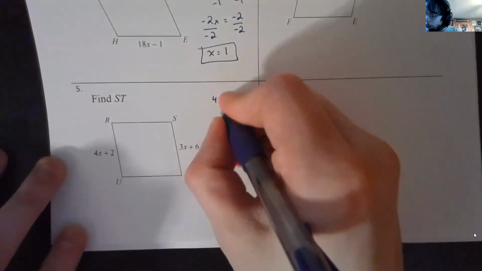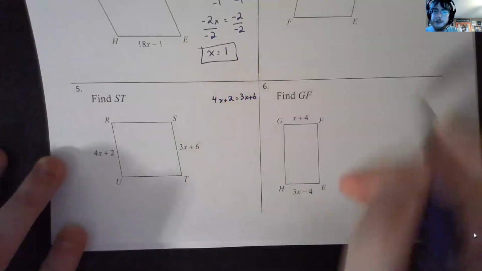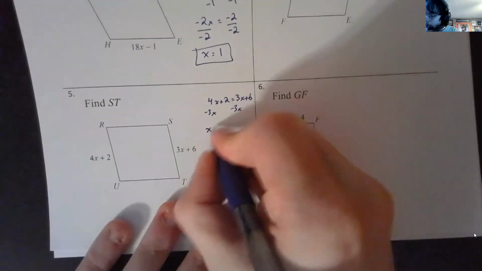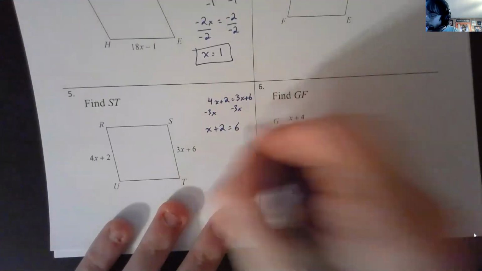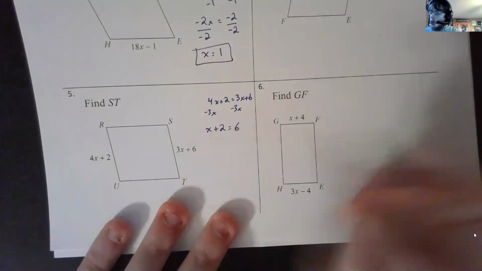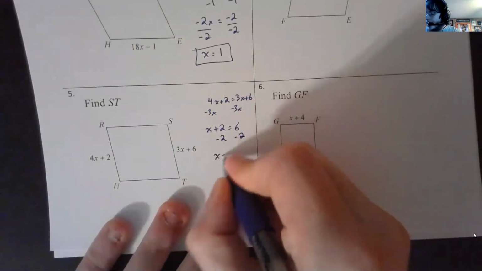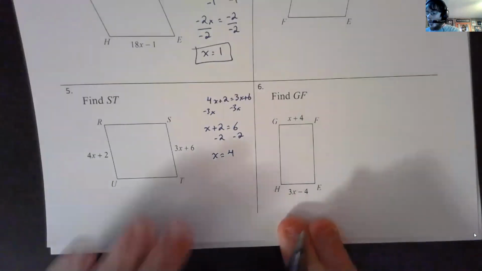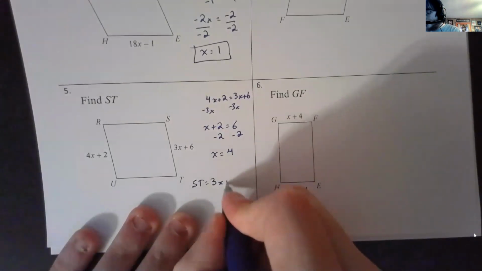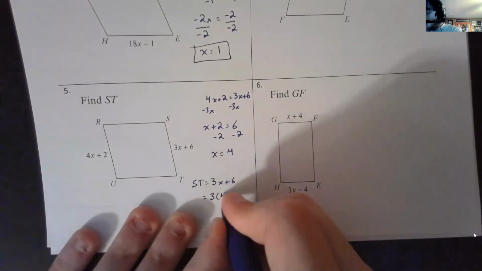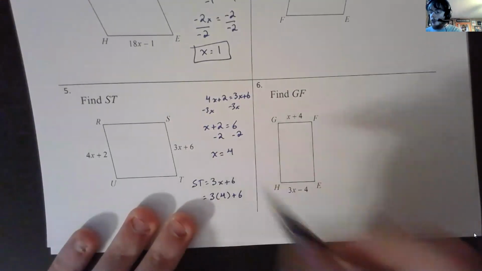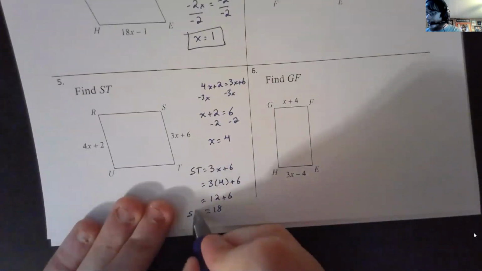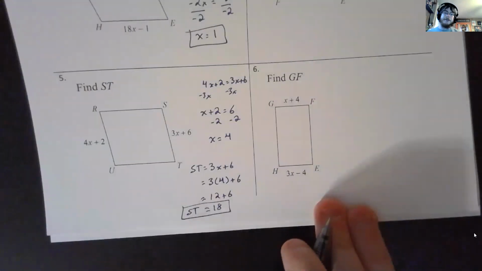So we have 4x plus 2 is equal to 3x plus 6. I'm going to subtract 3x from both sides, and we get x plus 2 is equal to 6. And then we're going to subtract 2 from both sides, and we get that x is equal to 4. Now we're not done yet because we want to find ST, and ST is given to us as 3x plus 6. So we take 3 times 4 plus 6 because our x value is 4. So we get 12 plus 6, which is 18. So ST is equal to 18.